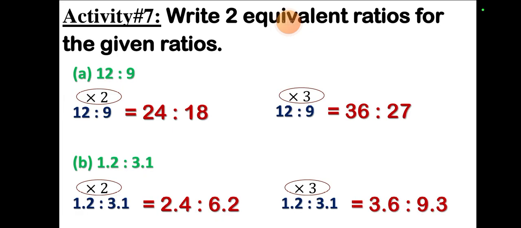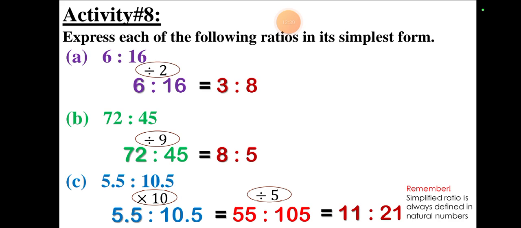If the consequent of a ratio is 21 and the antecedent is 20, then the ratio is 20 ratio 21. Write 2 equivalent ratios for the given ratios: 12 ratio 9 multiplied by 2, I get 24 ratio 18, and 12 ratio 9 multiplied by 3, 36 ratio 27. And next I have 1.2 ratio 3.1. Multiplied by 2, I get 2.4 ratio 6.2, and multiplied by 3, I will get 3.6 ratio 9.3.